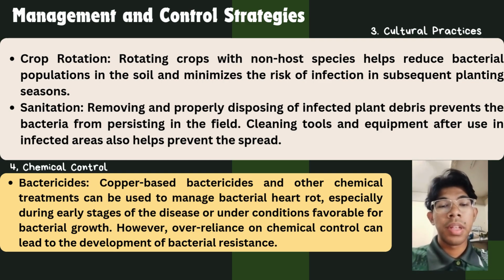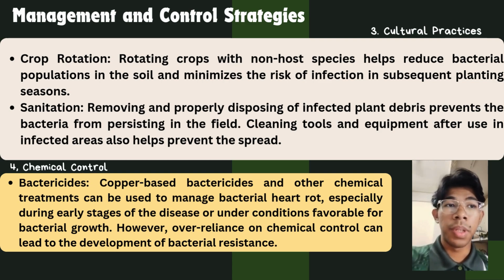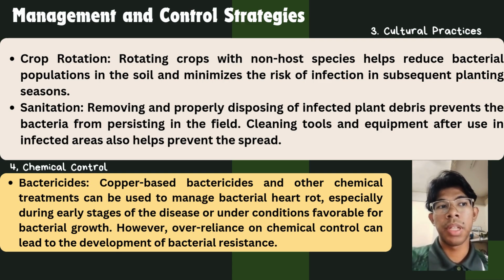Other than that, cultural practices. So for crop rotation, rotating crops with non-host species helps reduce the bacterial population in the soil and minimize the risk of infection in subsequent planting seasons. Other than that, sanitation. Removing and properly disposing of infected plant debris prevents the bacteria from persisting in the field. Cleaning tools and equipment after use in the affected areas also helps prevent the spread.